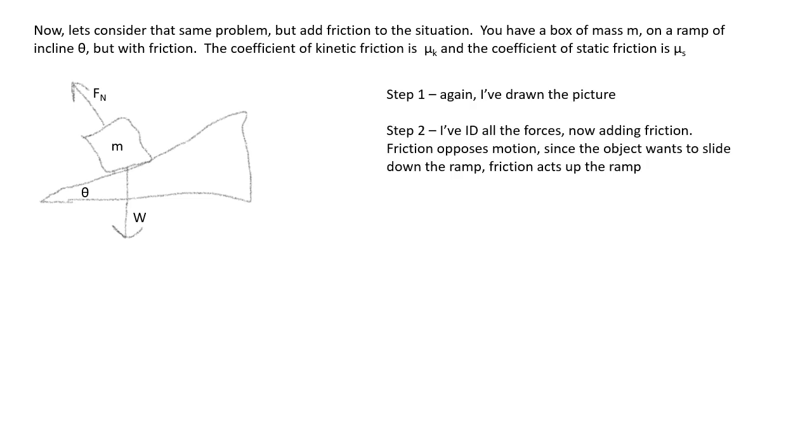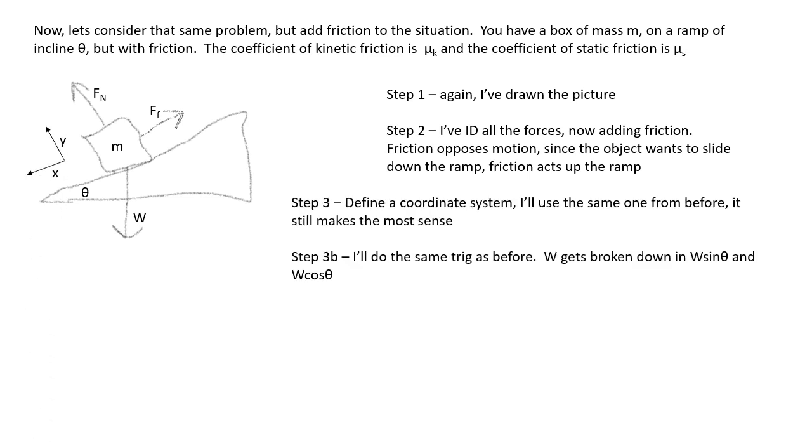Step 1, I draw the picture. Step 2, I'm IDing all the forces, but now I have to add the frictional force. There's the arrow for friction, and there's the name that I call it. Friction acts up the ramp because friction always opposes motion. The box wants to slide down the ramp. Friction opposes that, so it's directed up the ramp.